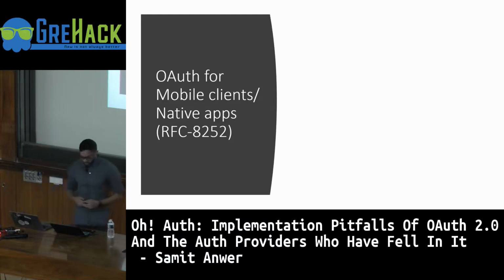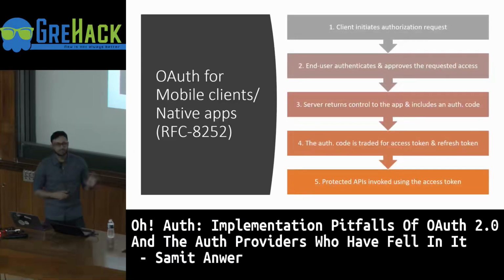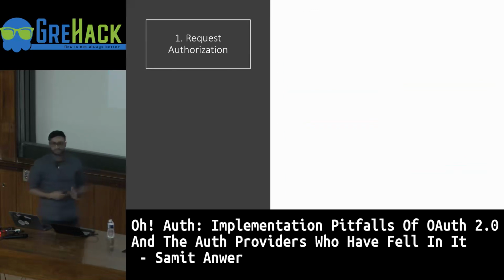So this brings us to OAuth for mobile clients, and the blueprint remains the same. The client initiates the auth request, the end user authenticates and approves, the server returns the code, the auth code is exchanged for an access token, and the protected APIs are invoked. But let's go through the details on how mobile applications are different from web applications when it comes to OAuth.